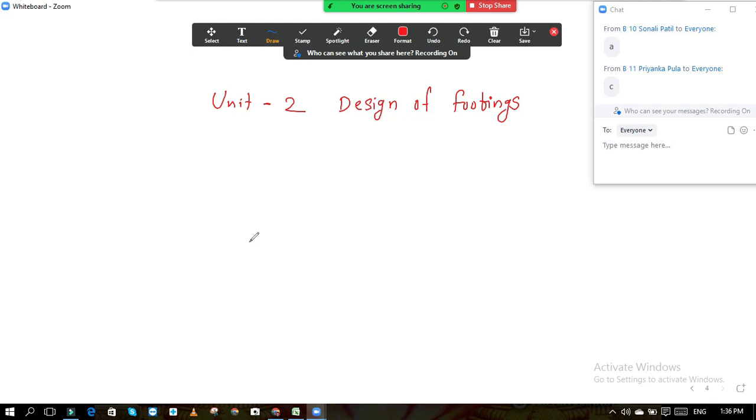You know what is the meaning of footing? Okay. Footings are designed to apply the load to the soil which is coming from the column or from the superstructure. Footing provides the, what we can say, the load which is coming from the column is distributed to the soil through footings. Okay.